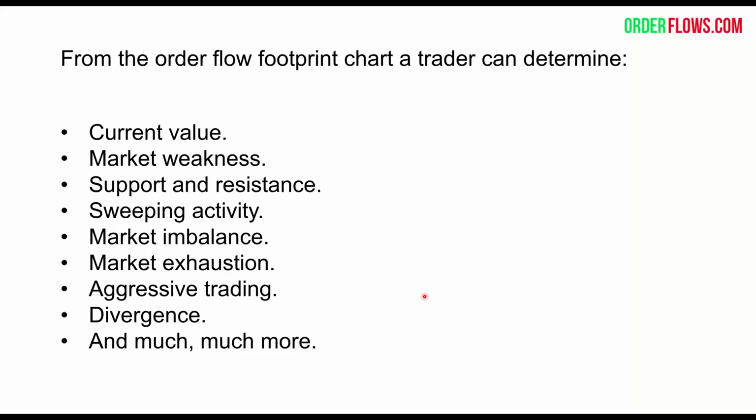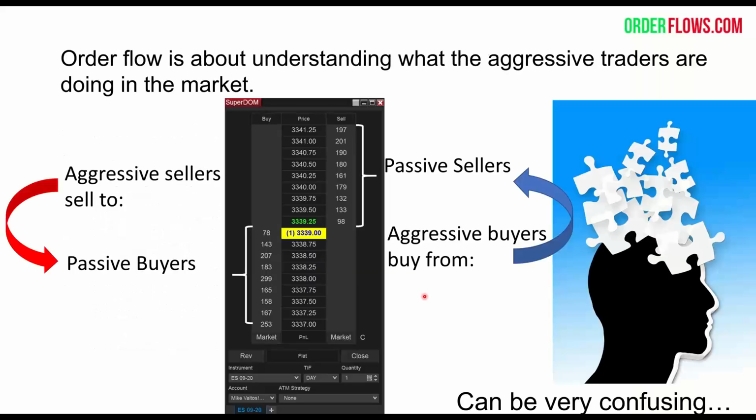Aggressive trading is actually what moves the market, right? When you have people lifting the offer or selling into the bids. Divergence, when price and trading activity are going in the opposite direction, and much more. Order flow really opens up a whole range of new forms of analysis for many traders. And it's confusing trying to figure out what's happening on the dome. You have aggressive sellers selling to passive buyers, and aggressive buyers buying from passive sellers. Order flow in a nutshell is about understanding what the aggressive traders are doing in the market.